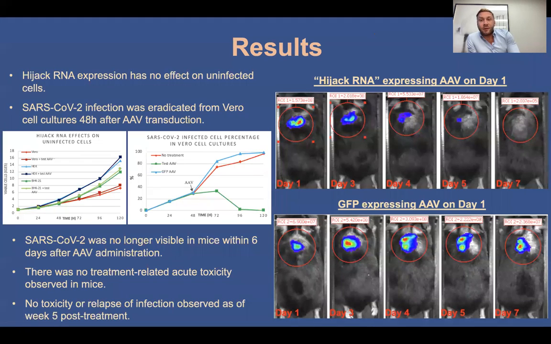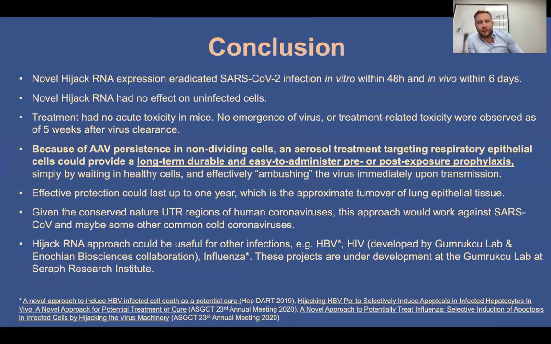And we have seen no treatment-related toxicity, either acute or chronic, within 2 months after AAV administration or 2 months after virus clearance. And we have seen no relapse of infection within this period. The mice are still being kept alive, so we will have month 3 sacrifices to look at long-term toxicities in other organs.